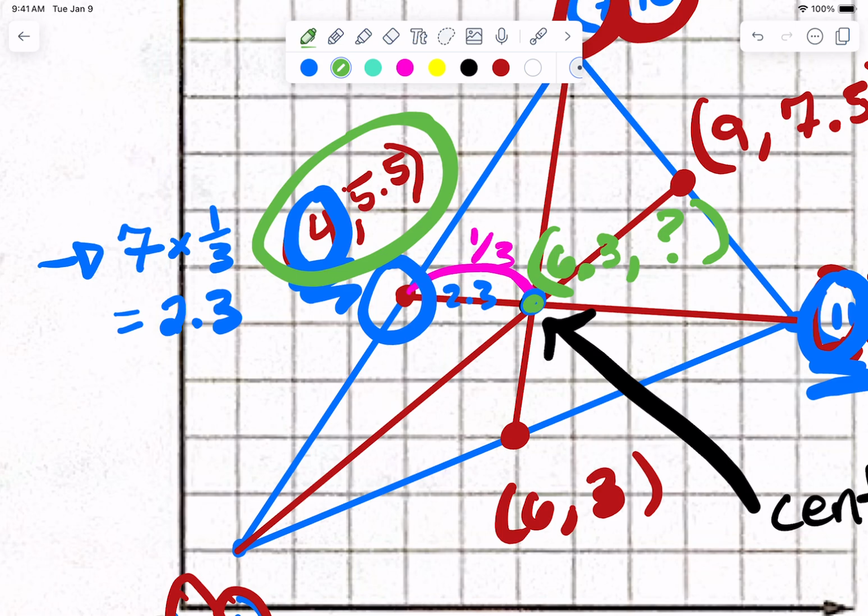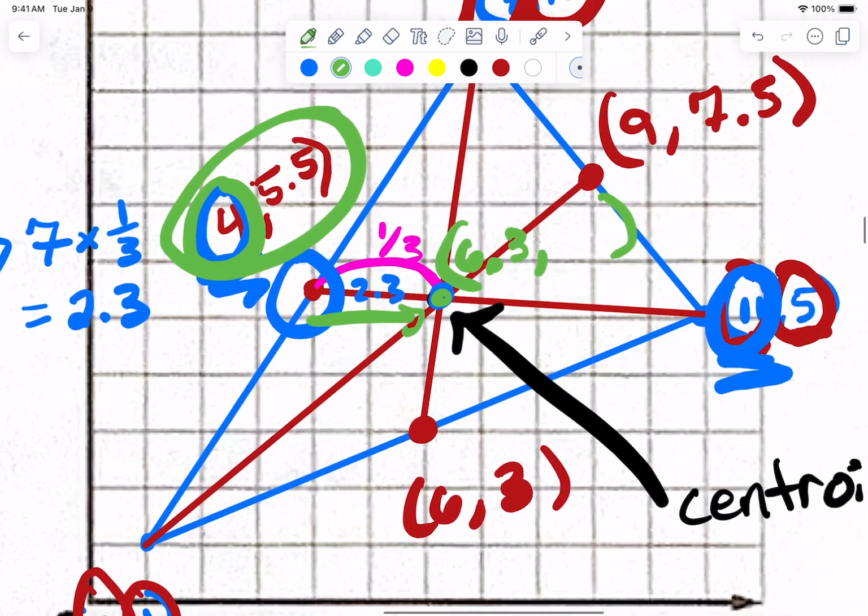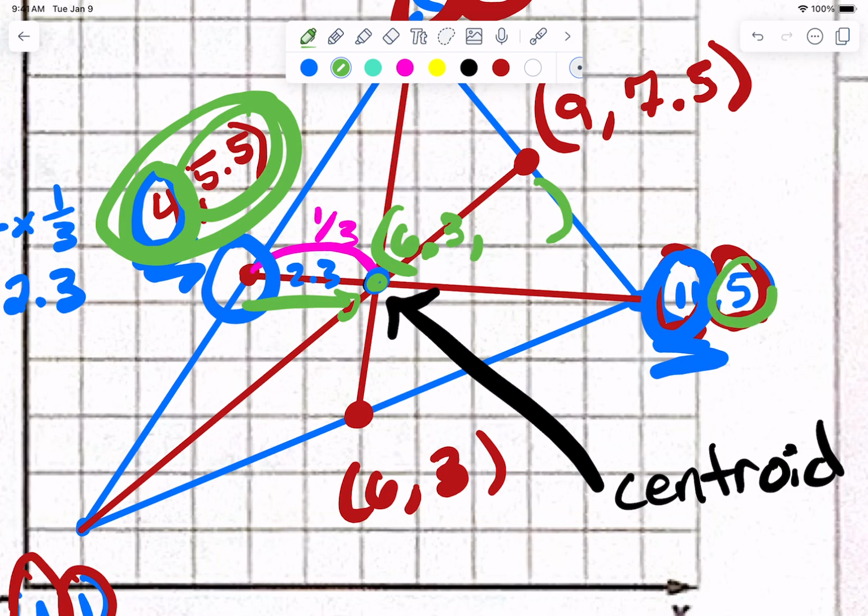Do you see how that works? We don't know what this one is yet. We haven't done it yet. But if I'm going 2.3 units to the right and I'm starting at 4, that'll give me 6.3. You got it?